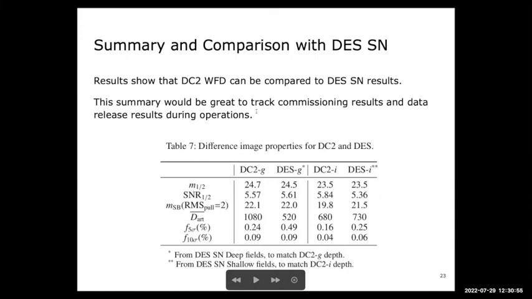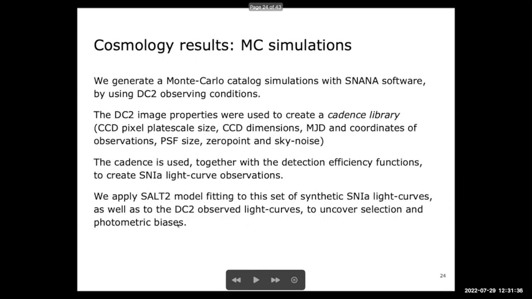Okay, so far we've talked about the DIA pipeline and its performance in numerous metrics. I'm comparing here in this table the DC2 determination and the DES determination: magnitude 1/2, signal to noise ratio 1/2, the surface brightness cut where the error becomes 2, the density of artifacts, and the fraction of flux outliers. They're very comparable, and this is the first time that we can do this for a survey, even before commissioning starts. This is a major milestone because it allows us to use it as a benchmark for future evolution of the pipeline.